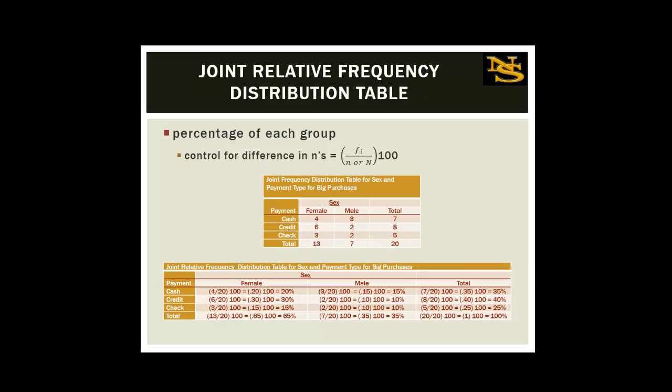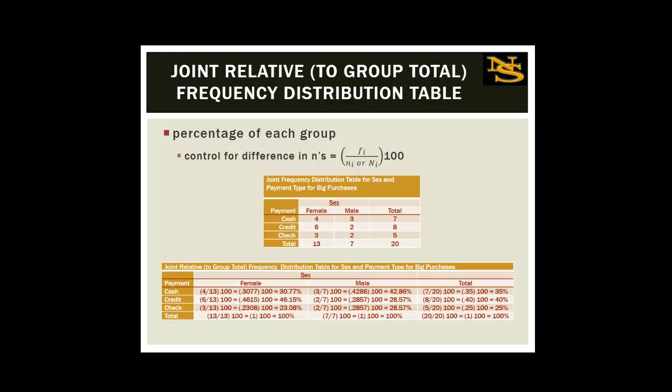Whereas before, this 20% says that 20% of the entire sample were female who paid with cash. This says 30.77% of females paid with cash. So think about the difference between those two interpretations. You'll also see that each group in the joint relative to group total frequency is going to be 100%. This number represents the total number of females compared to the total number of females, multiplied by 100, which gives you 100% of the females.